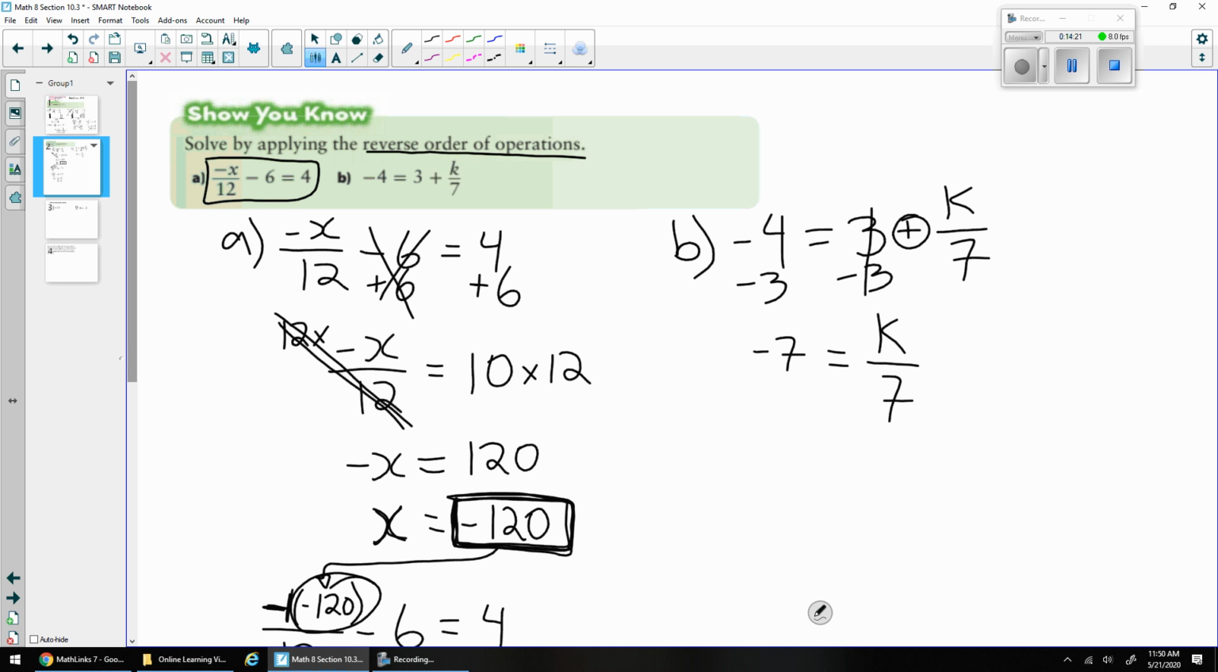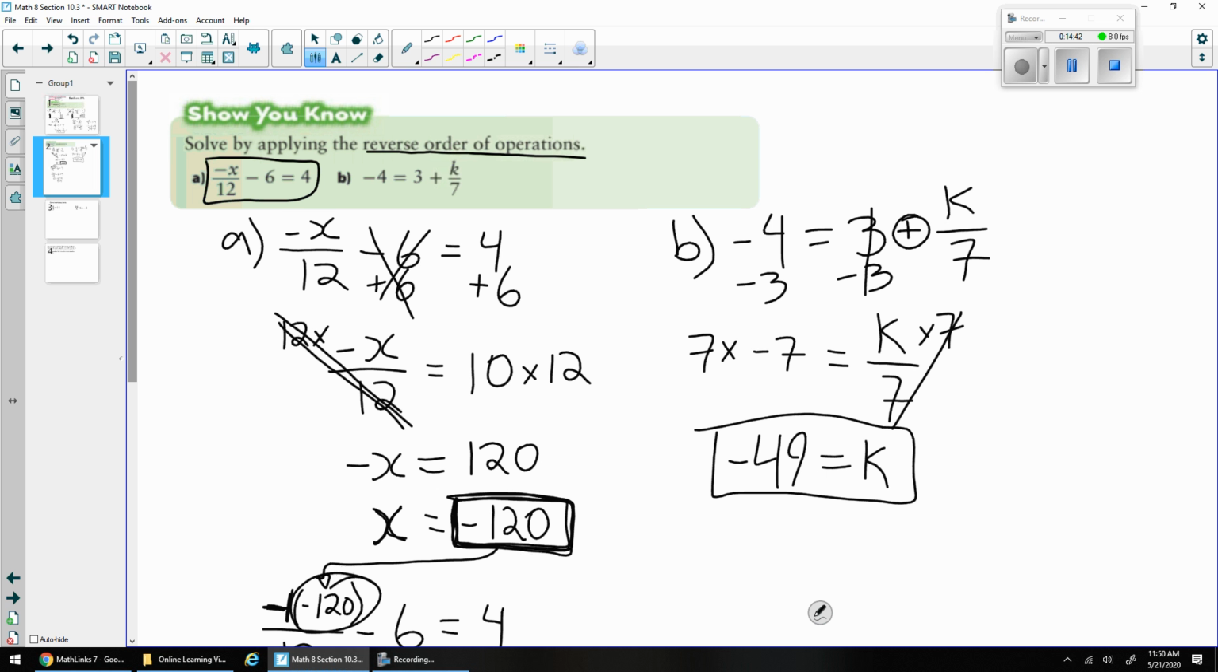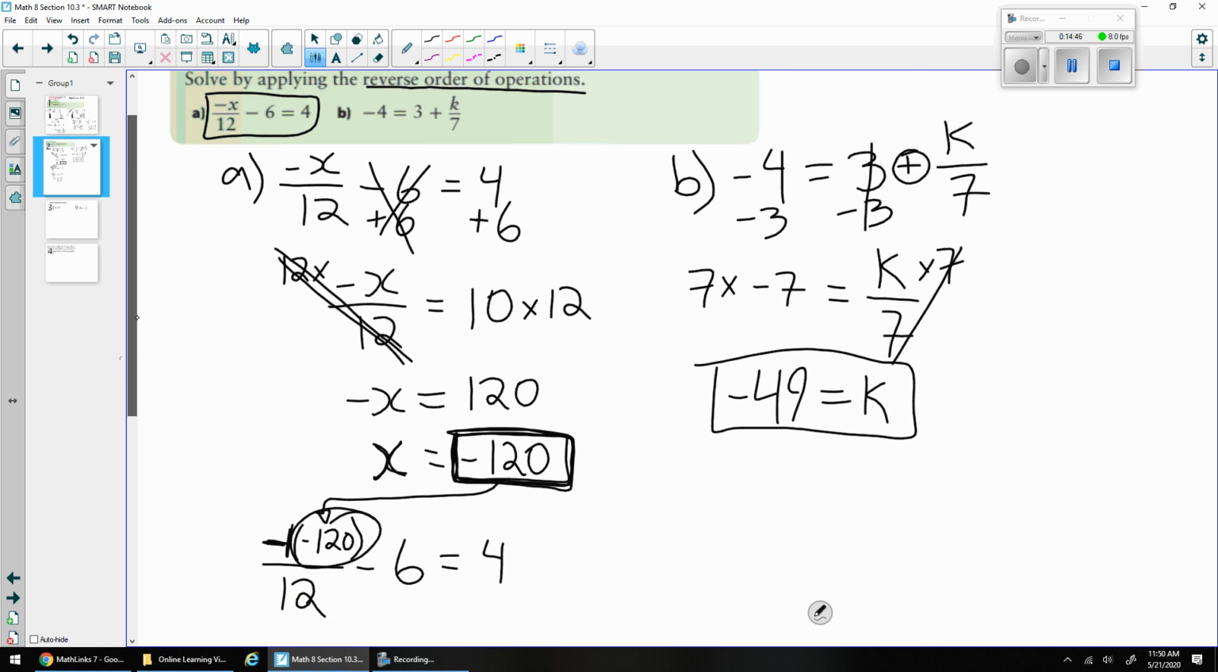Okay, k is being divided by 7. I'm going to do the opposite and multiply k by 7, which cancels them out. I have to do that on the other side as well, multiply by 7. So I get 7 times negative 7. So 7 times 7 is 49. A positive and a negative makes a negative. So negative 49 is equal to k. That is my solution.